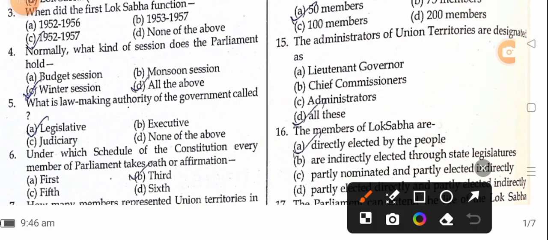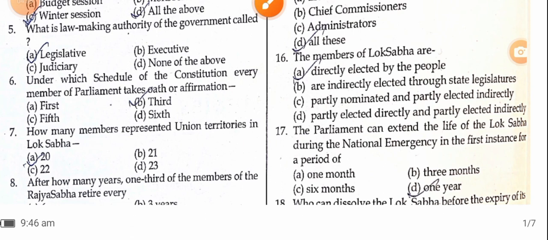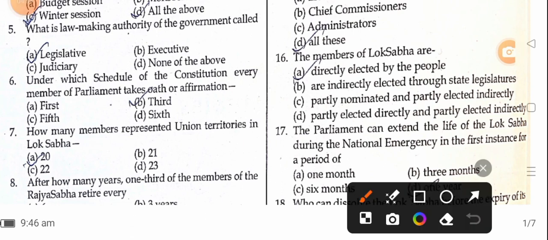The administrators of union territories are designated as Lieutenant Governor, Chief Commissioners, as well as administrators. So option D is the right answer. The members of Lok Sabha are directly elected by the people. Option A is the right one.